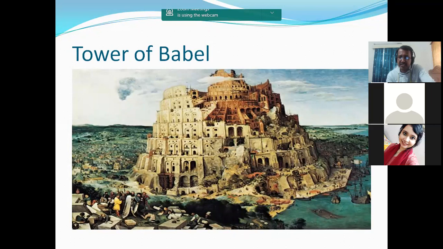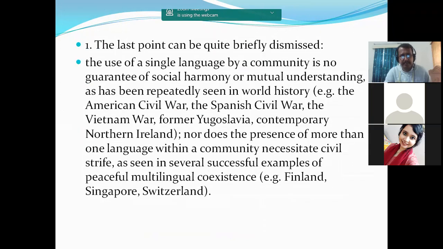What does it mean? It means that, according to the book of Genesis, God himself encourages multilingualism. God didn't encourage a monolingual city like the Tower of Babel. Okay, this is another myth. The last point can be discussed quite briefly.